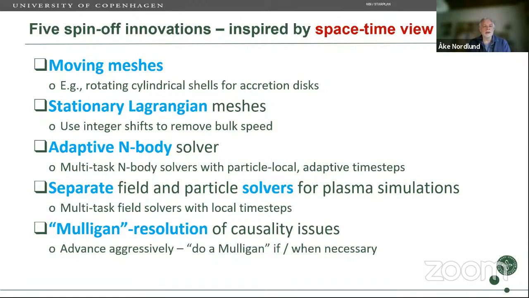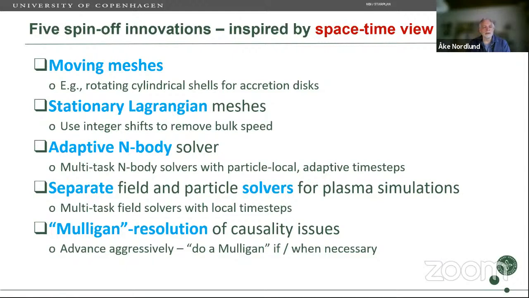Another invention is to have something that sounds like a contradiction in terms: stationary Lagrangian meshes. But that means you have a mesh that is allowed to move one cell, and then you move it back again. So you arrange to have a Lagrangian bulk speed that exactly fits the motion of one mesh point per time step. And then you can subtract huge bulk velocities this way.